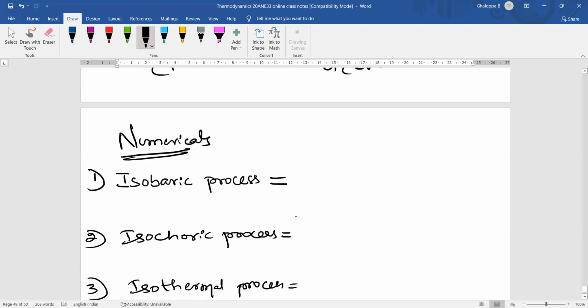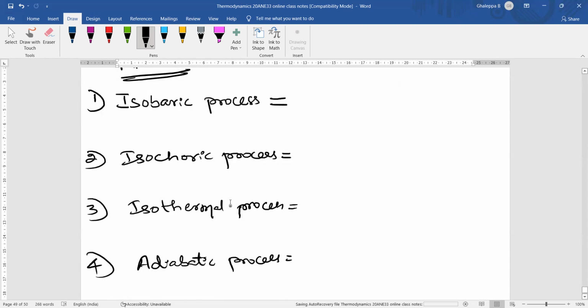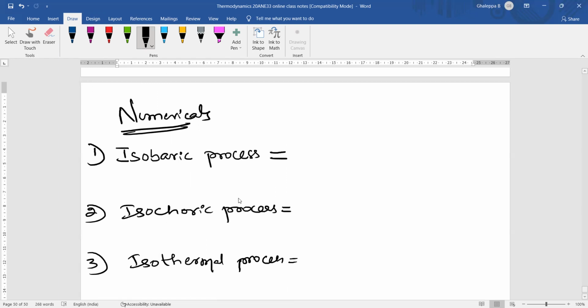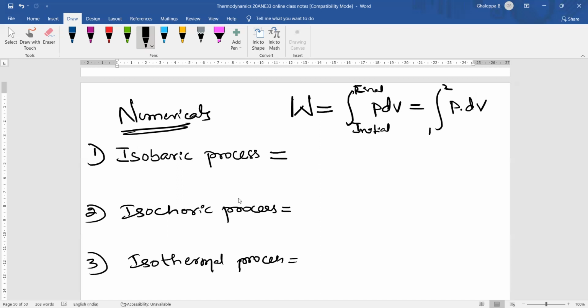To write the formulas for all these 5 thermodynamic processes, you must remember the basic formula. The basic formula is work done is equal to integration of 1 to 2 PdV. 1 to 2 is nothing but initial point to final point. So instead of writing initial and final each time, always take initial as 1 and final point as 2. P is pressure, dV is change in volume. Let me write for the first, isobaric process.